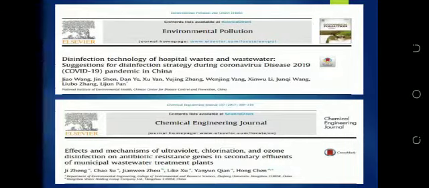These are two papers that I picked from Science Direct, from Chinese universities or institutes. First paper was disinfection technologies of hospital wastewater: suggestions for disinfection strategy during coronavirus disease 2019 pandemic in China. And second paper, also from China, effect and mechanism of ultraviolet, chlorination and ozone disinfection on antibiotic resistance genes in secondary effluent of municipal wastewater treatment plants.